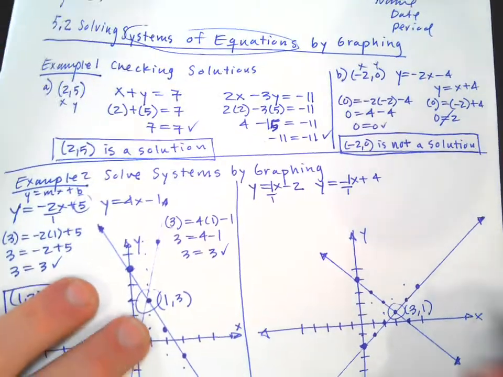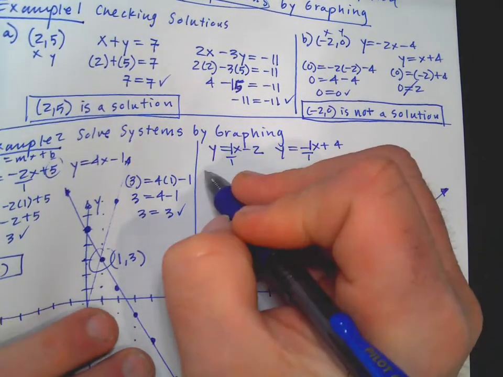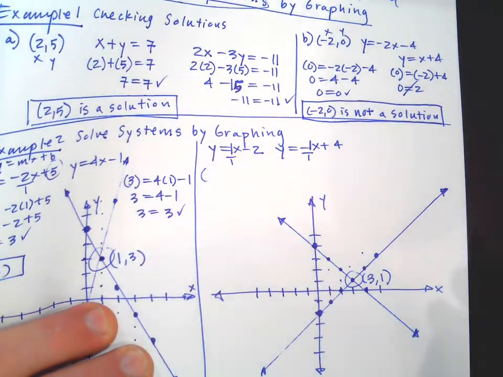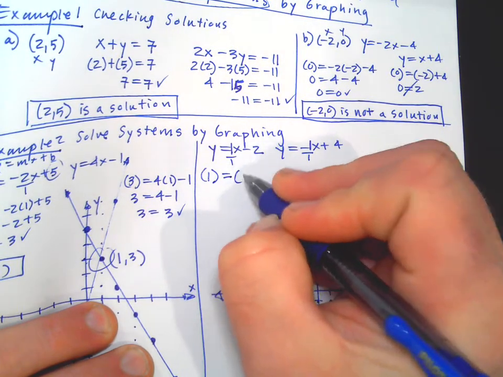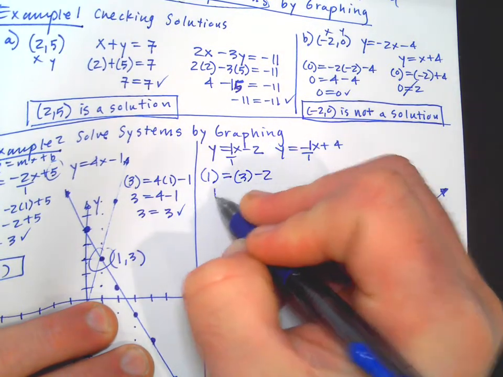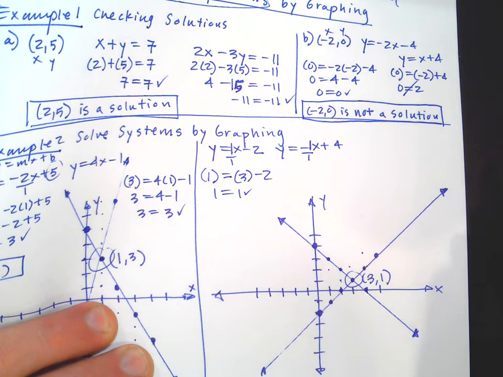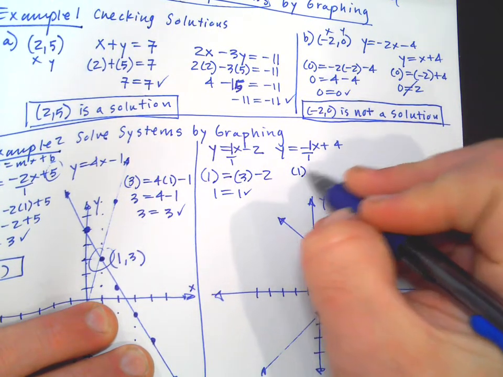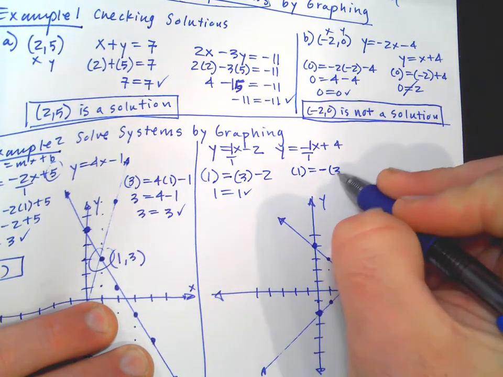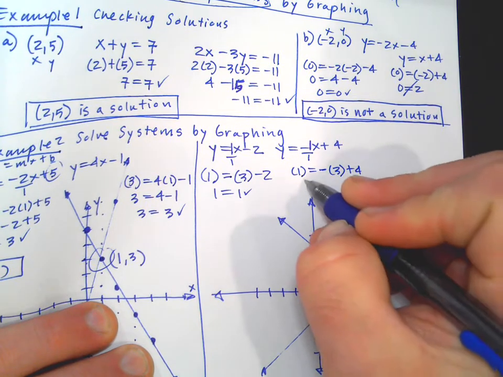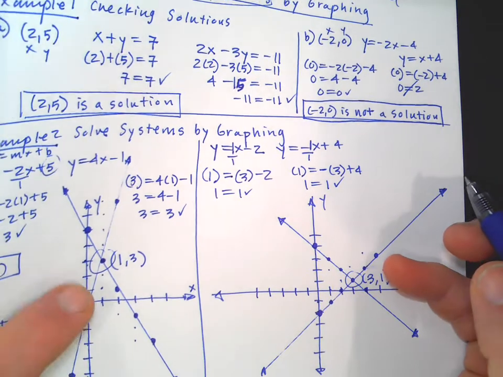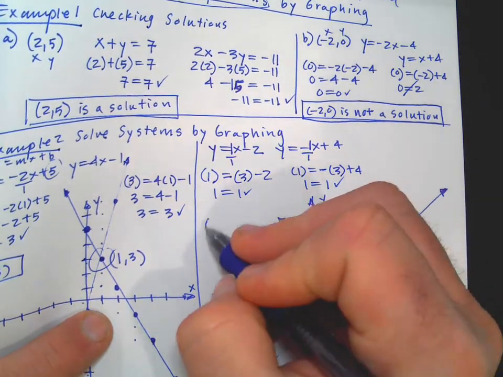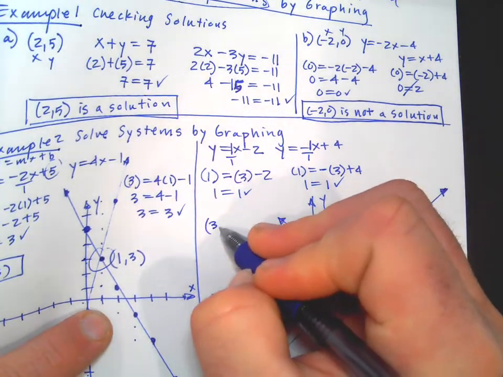Let's check it. Okay, I'm requiring work on your homework and classwork to get credit. You got to check it. So we're going to plug it in, and we get 1 equals 1, so that one works. And then we plug this one in, and this one works. So it works for both. So the solution is 3, 1.